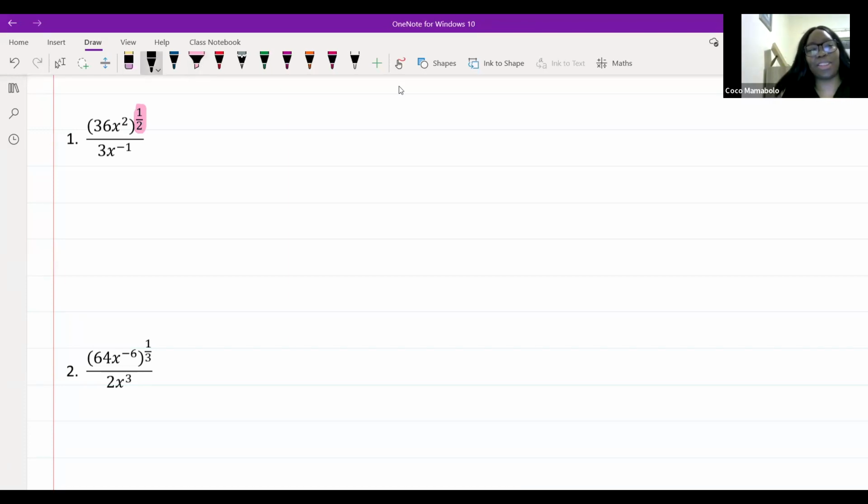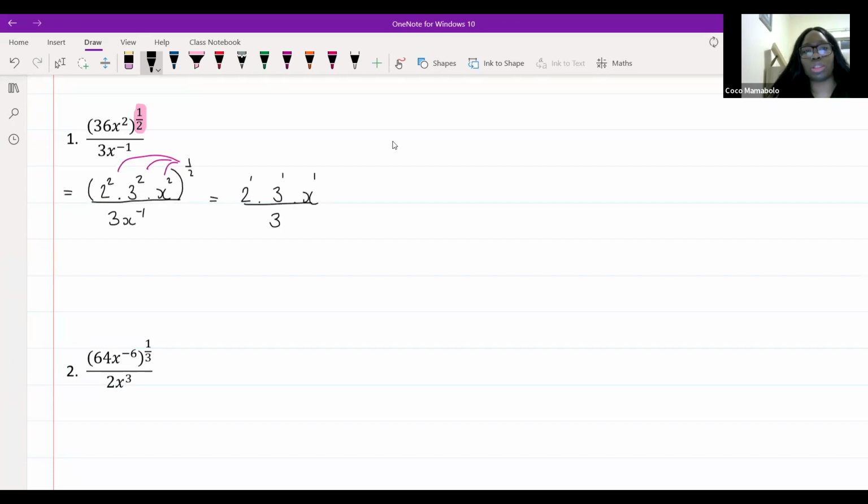All right, let's talk about this one over here. Now, if I take 36 and I put it into my calculator, I'm going to get (2 squared times 3 squared times x squared) all to the power of a half over 3x to the power of -1. All right, so we're then going to multiply each of those with that, and we're going to get 2 to the power of 1 times 3 to the power of 1 times x to the power of 1 over 3, which is just 3 to the power of 1.